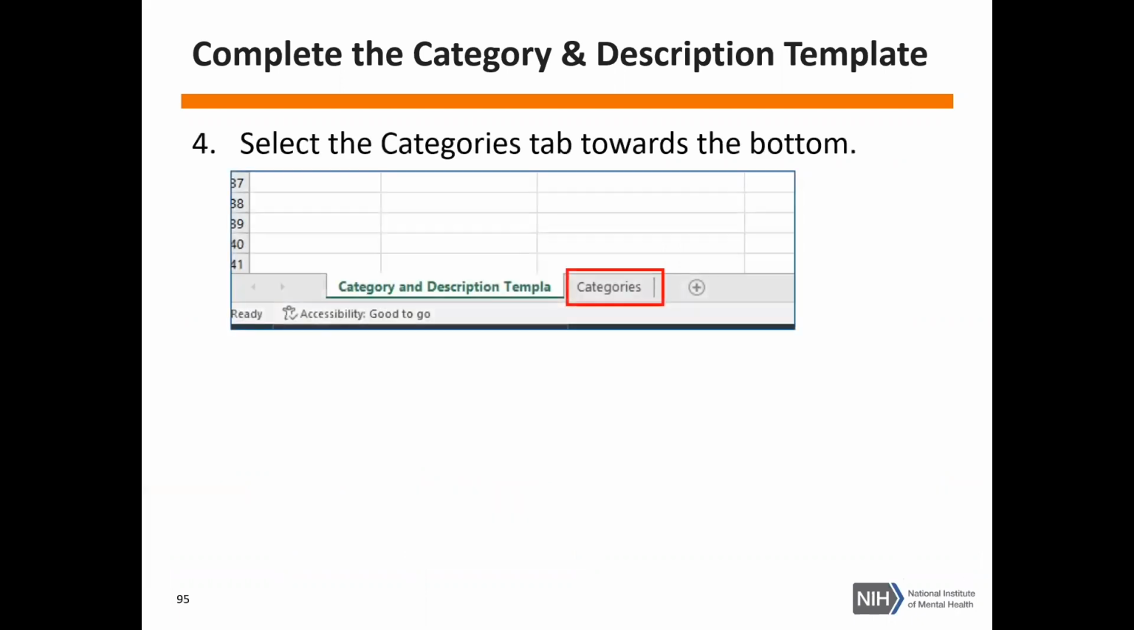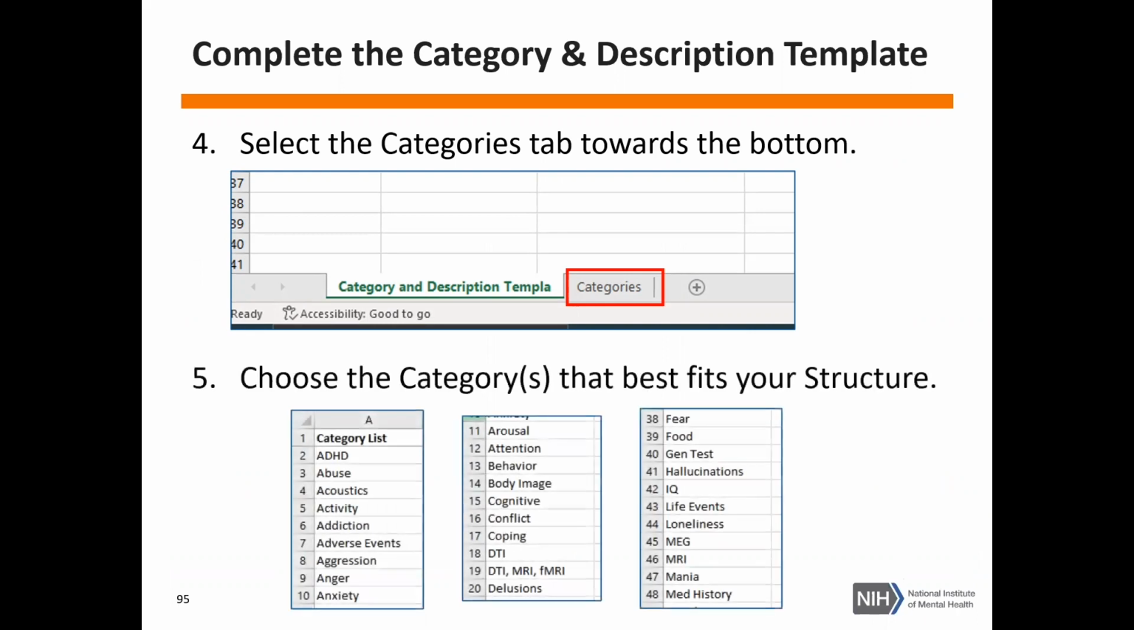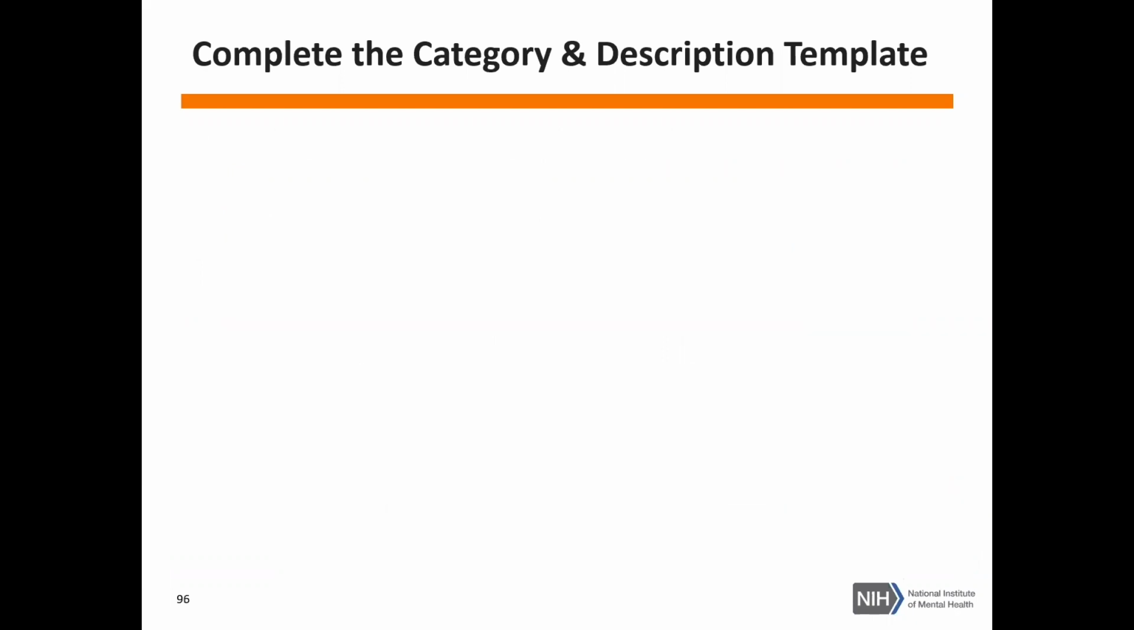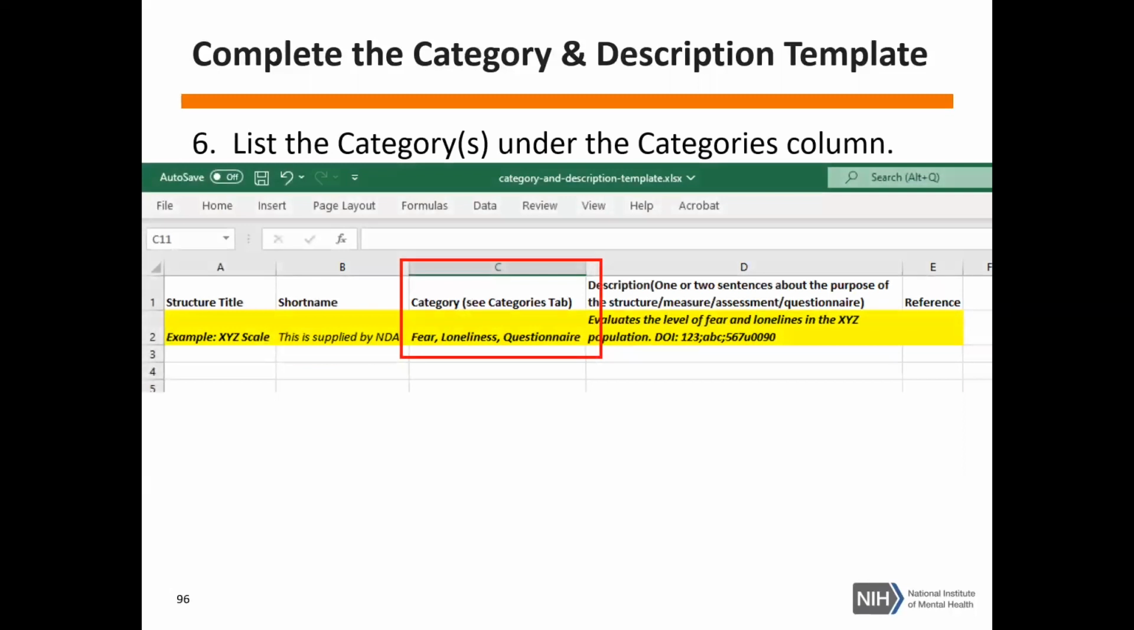Then at the bottom of this template, you'll see that there's a second sheet called categories. And this contains a pretty extensive list of categories that you can select for your data structure. We ask that you select one or two of these categories that relate to your data structure most from the list. So after you've picked your categories, go back to the template and fill in the category column with your selected categories. And after this is done, and you've confirmed the other fields have been filled in, save your file in Excel format.